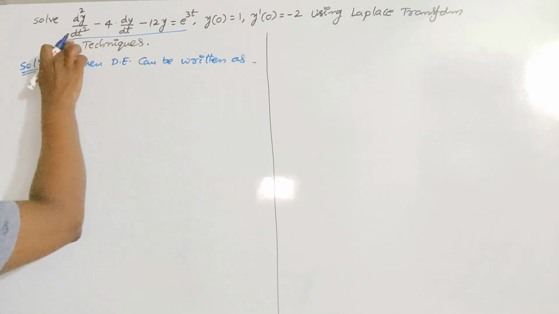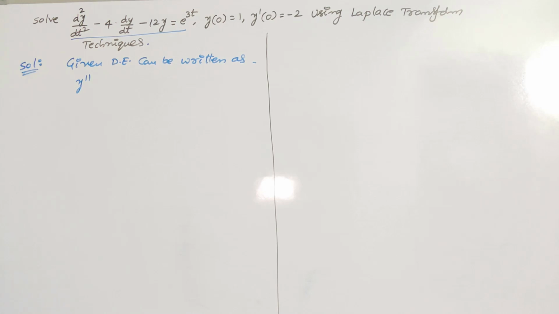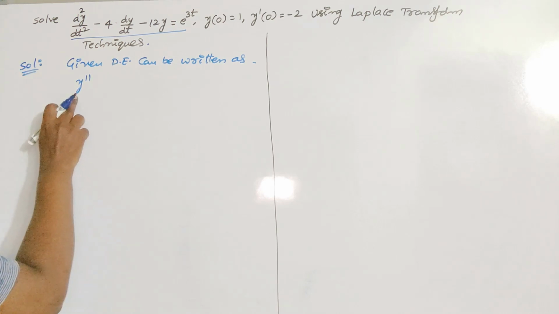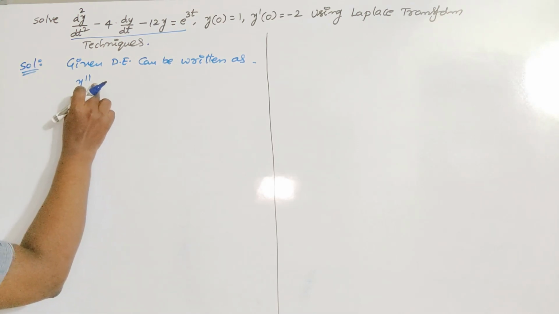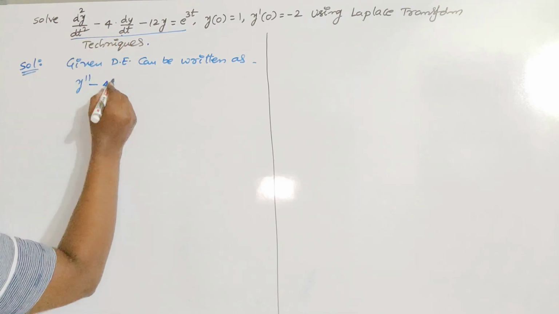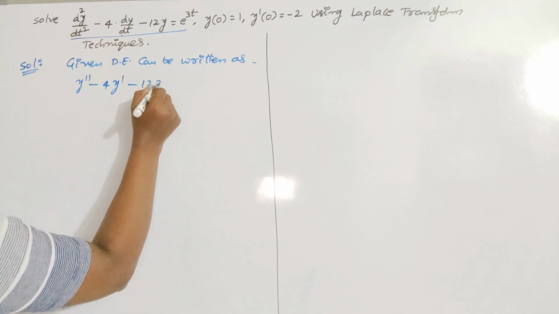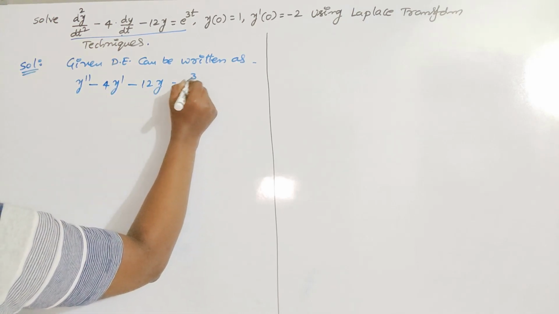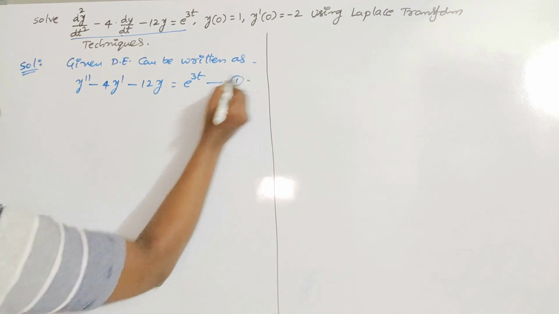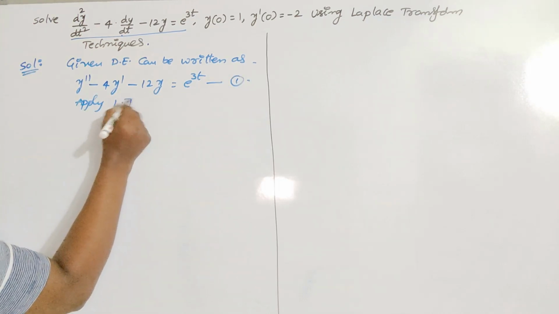d square y by dt square is nothing but the second derivative of y. The second derivative of y is also written as y double dash. So y double dash minus, this is the first derivative of y, that's why I will write y dash, minus 12y is equal to e power 3t. Take it as equation number 1. So apply Laplace transform on both sides.